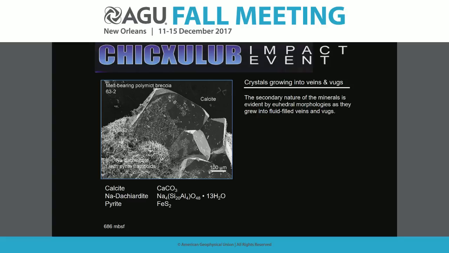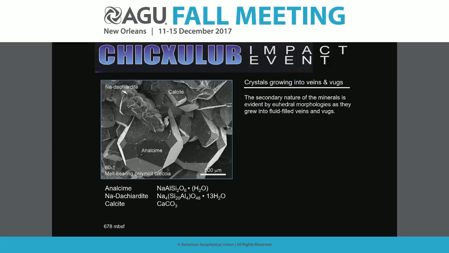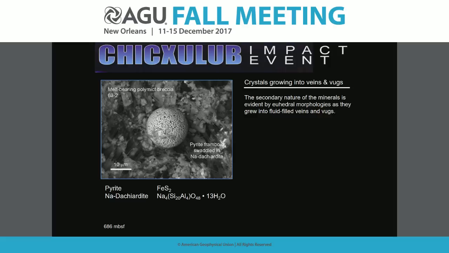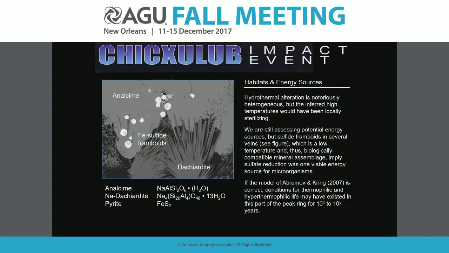To show you again that some of these minerals are actually growing into open cavities, fluid-filled open cavities, I have a series of SEM views. This is in the melt-bearing polymict breccia. This is an open cavity. Here we have the sodium dachiardite and calcite growing into it. Here we have calcite, sodium dachiardite, analcime. And here we have a close-up picture of one of those pyrite framboids swallowed in sodium dachiardite. So all of these are growing into these open fluid filled cavities at relatively low temperatures.